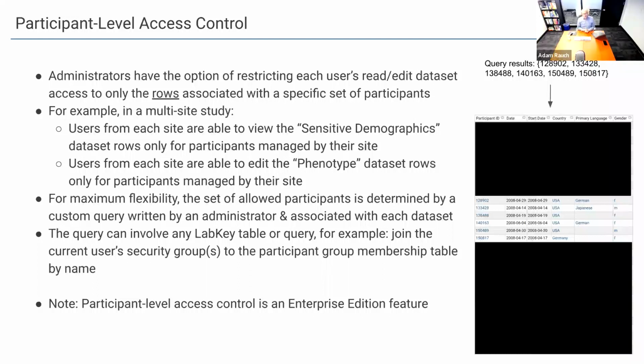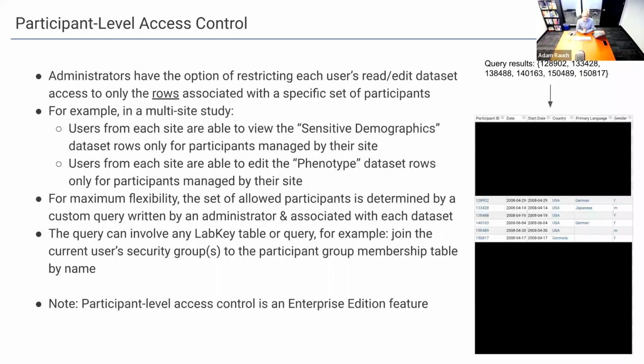So in other words, users who belong to site A can see only the participant information for participants who come from site A. And then likewise, this phenotype data set, only users from a site are able to edit the participants from that site, edit the rows associated with participants from that site. So this allows for, within this multi-site study, each site to control and view the sensitive data associated with participants from their site.